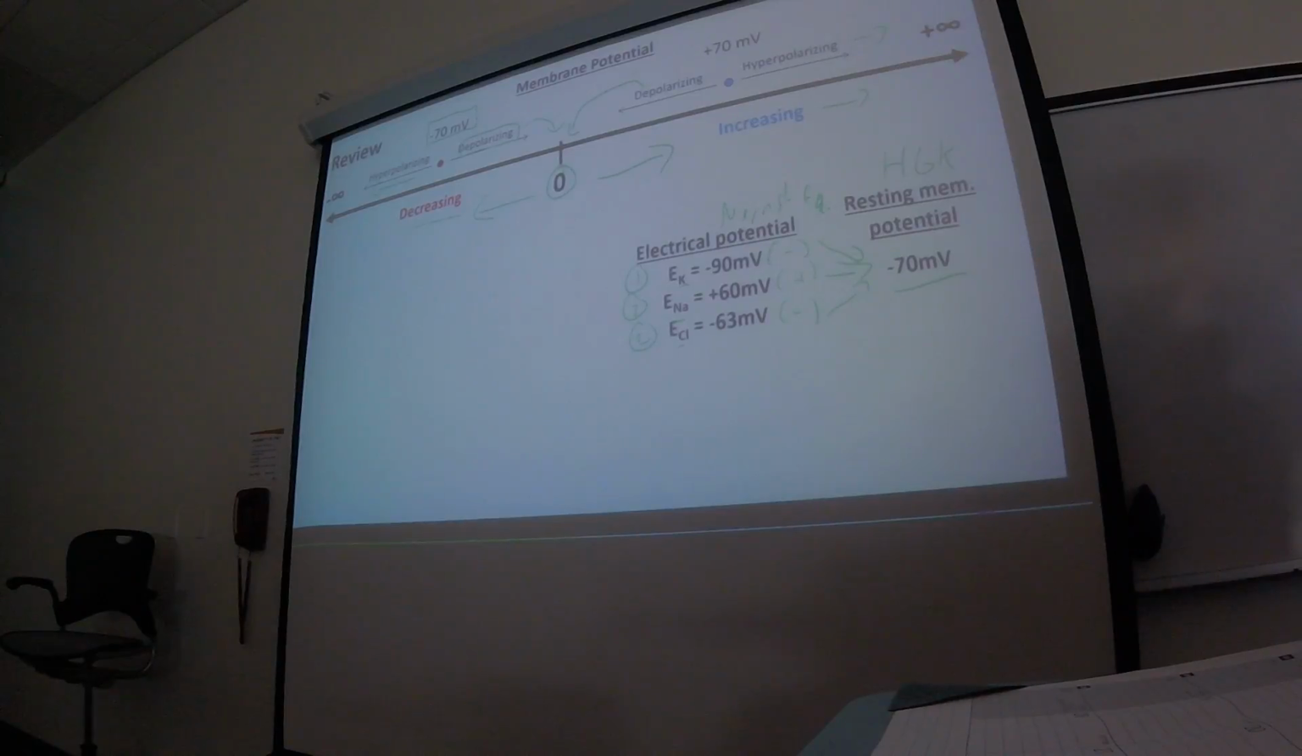And you can kind of look at the equation. You can review your notes from that lecture. The idea is, you take these electrical potentials and you multiply them by the permeability to get what the resulting resting membrane potential is.